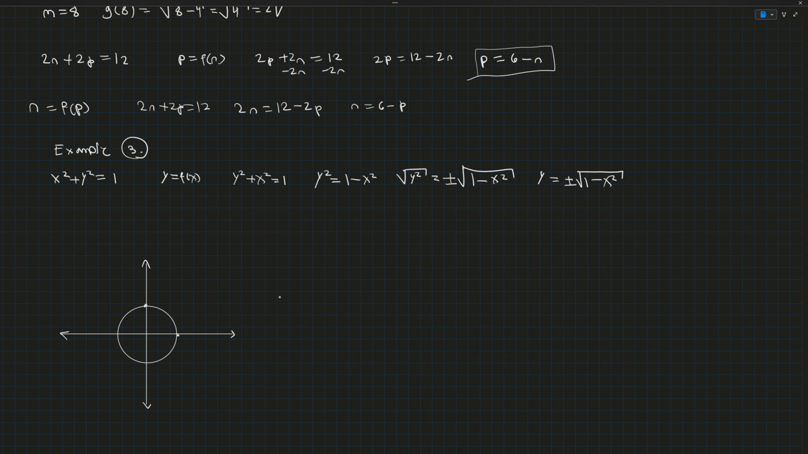And what this implies is that we have two solutions. y1, y2, these are all the same function, but they describe a different part. y1 is just equal to the square root of 1 minus x squared, and y2 is just equal to negative the square root of 1 minus x squared. And y1 describes the top half of the circle, so this will be right here. And y2 describes the bottom part of the circle.